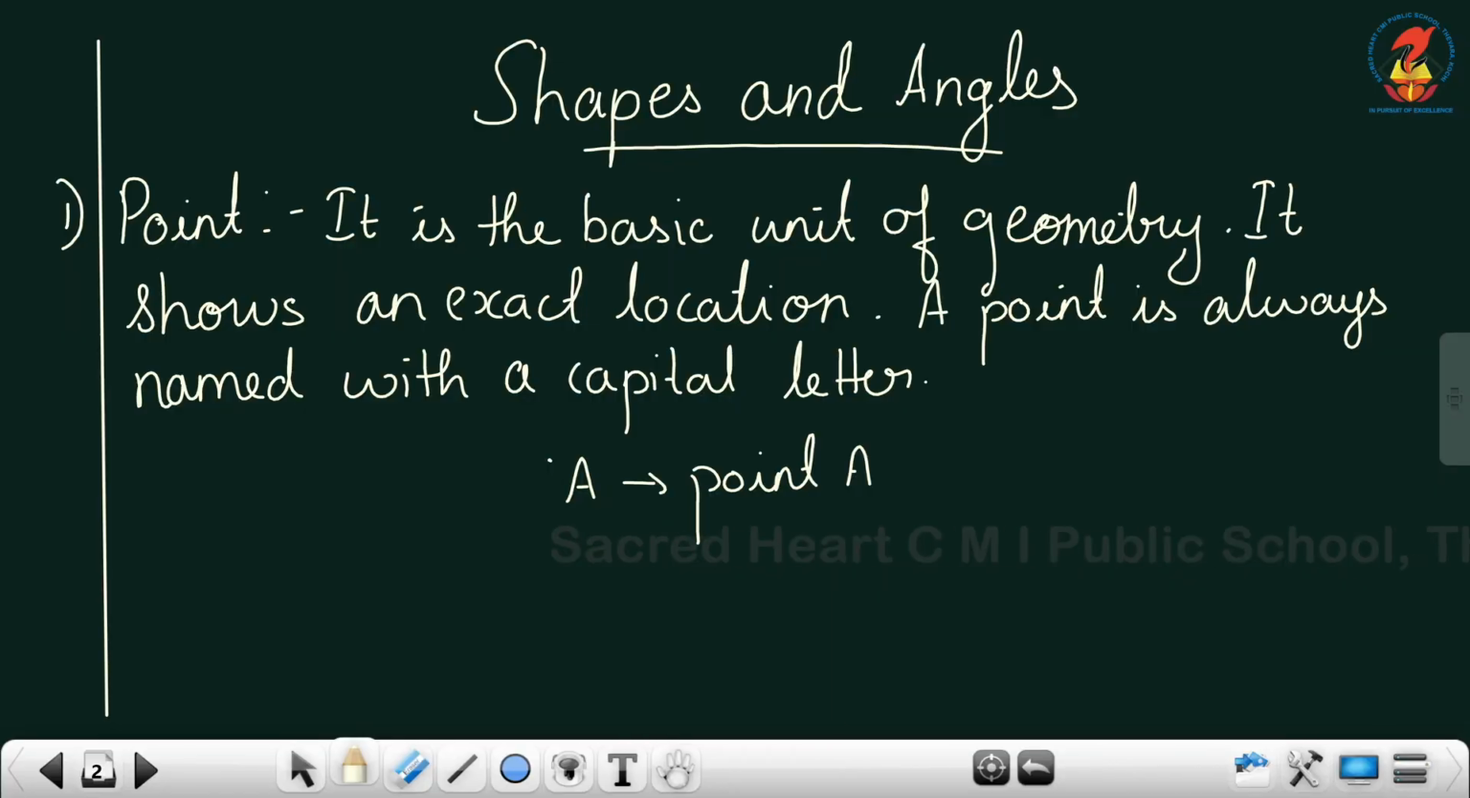First one, a point. What is a point? It is a basic unit of geometry. I told you we are learning some basic terms from geometry. It is a basic unit, the first thing that you have to know. That is why they are saying it is a basic unit of geometry. It shows an exact location. That is, you point out something, you are showing an exact location.